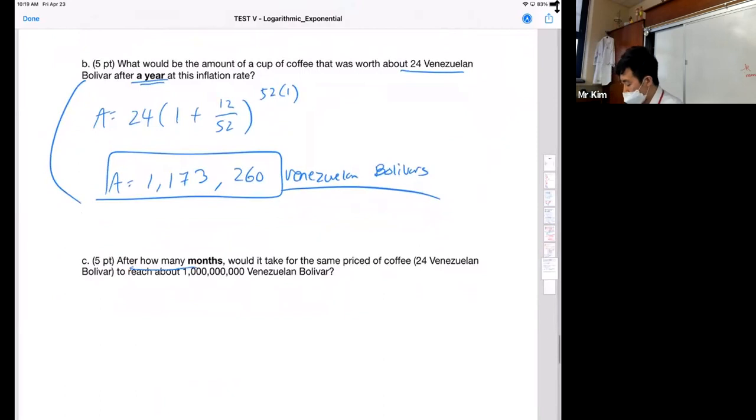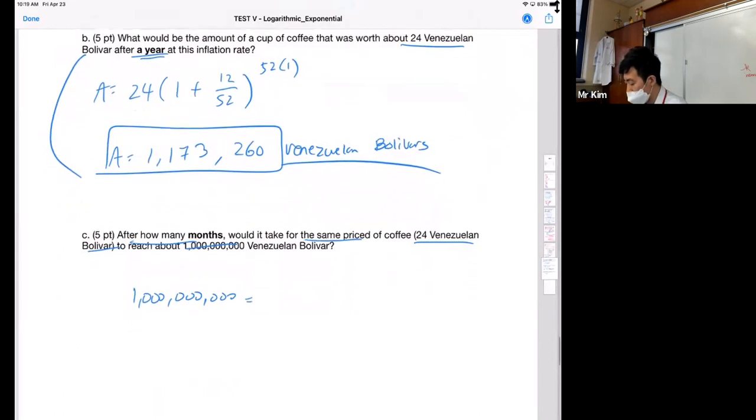After how many months would it take for the same price of coffee of 24 Venezuelan bolivar to reach about 1.0 billion, not million? I've seen some students who just put million and just moved on. It's 3 more zeros after that. That kind of threw some people off for their answers, and I took some points off for this.